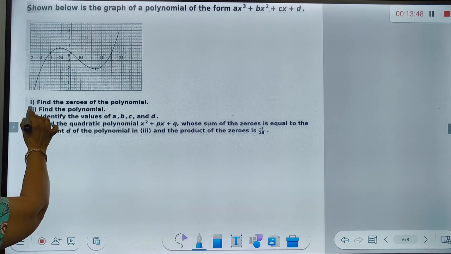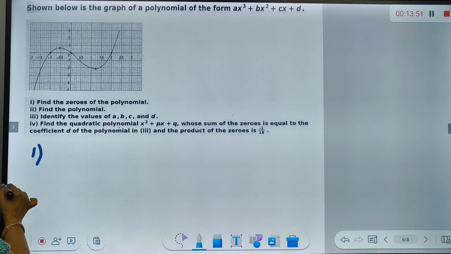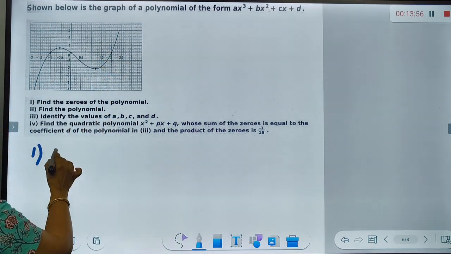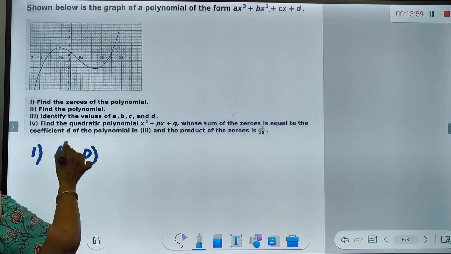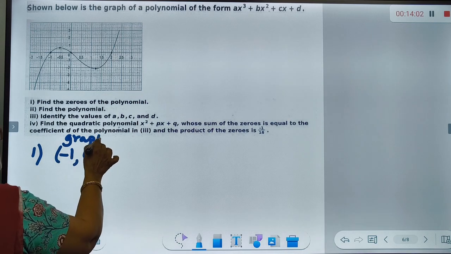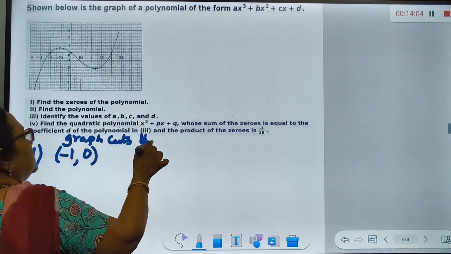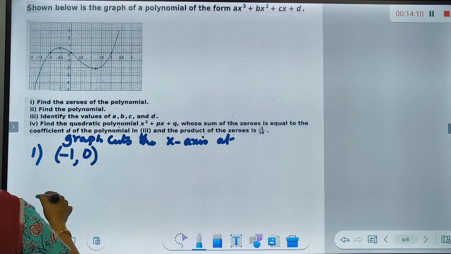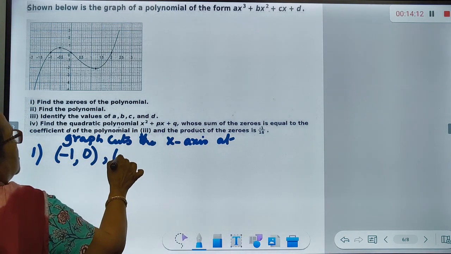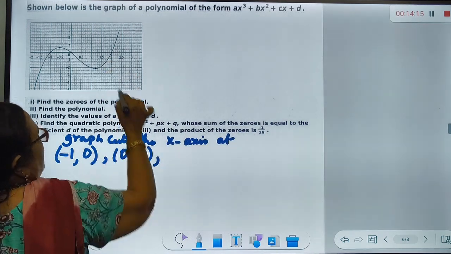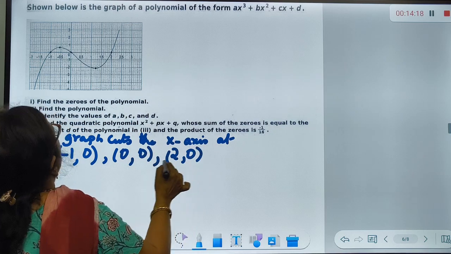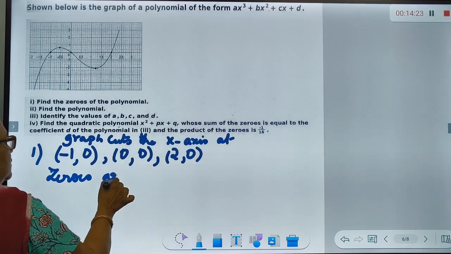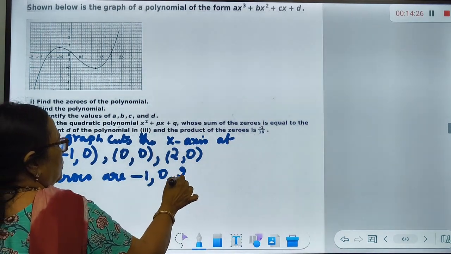What are the questions asked? Find the zeros of the polynomial. What will be the zeros? What are zeros? Wherever the polynomial cuts the x-axis. So, minus 1, it cuts the x-axis at (-1, 0), (0, 0) and (2, 0). So what are the zeros? Zeros are minus 1, 0 and 2.